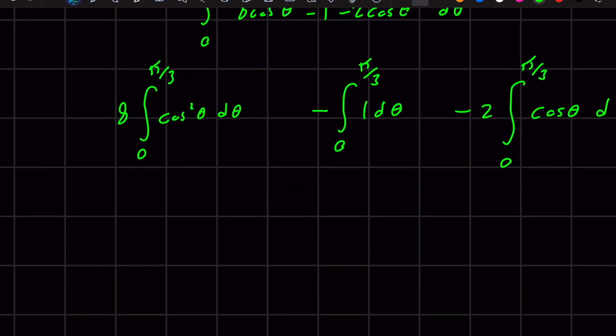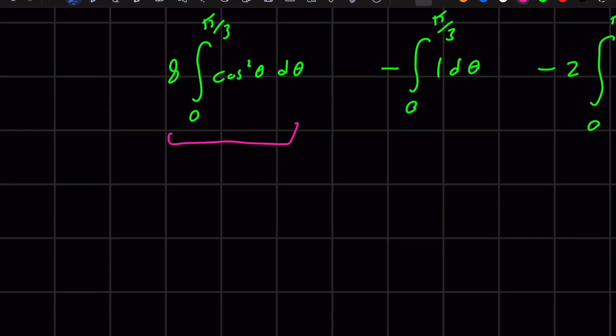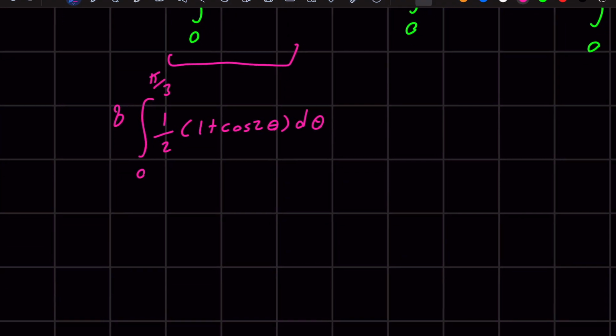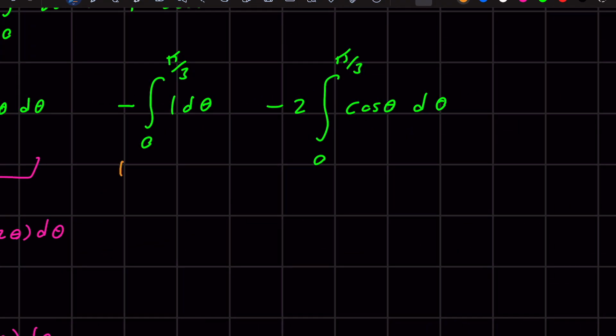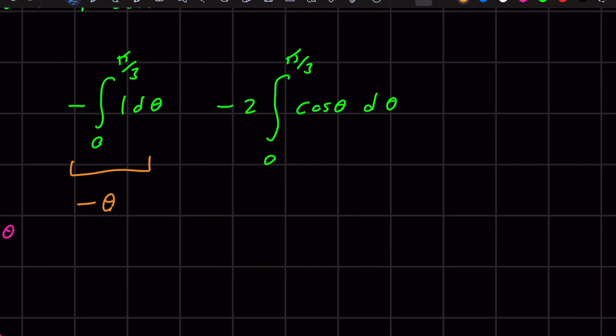So let me evaluate this first integral on the left. We get 8 times the integral from 0 to pi over 3. I'm going to reduce the power of cosine squared using the half angle identity. It's going to be 1/2 times 1 plus cosine 2 theta d theta. If we take out the 1/2, we get a 4 on the outside, and we have 0 to pi over 3. And now we're just integrating 1 plus cosine 2 theta d theta. So at the end, we get 4 times theta plus 1/2 of sine 2 theta. Now distributing that forward, we get 4 theta plus 2 sine 2 theta. Next integral, this is just negative theta. That one's easy. Third integral, we get negative 2 times the sine of theta.